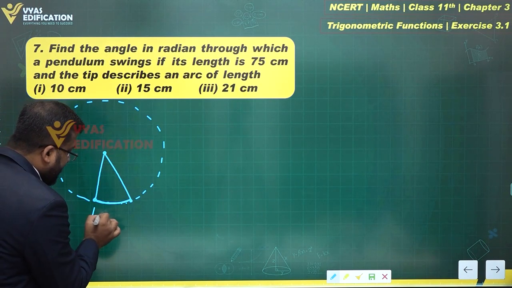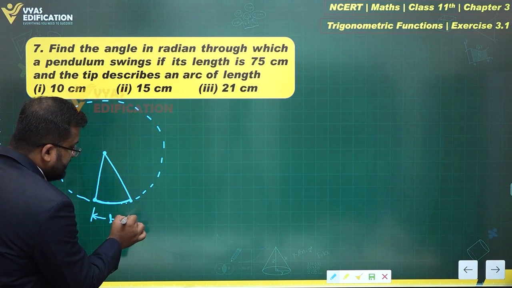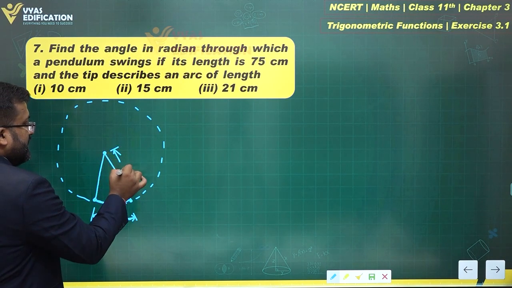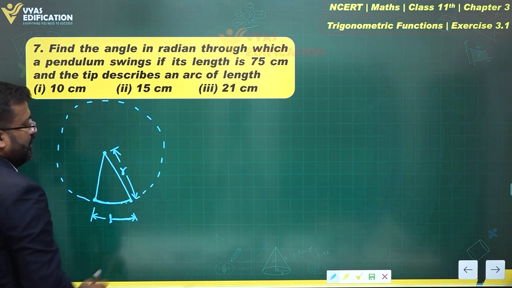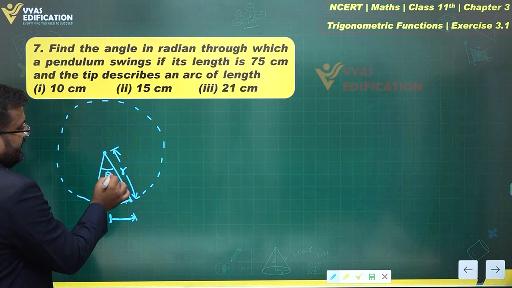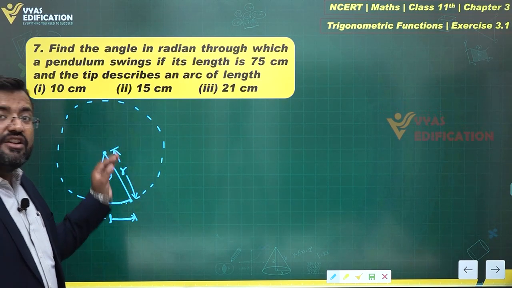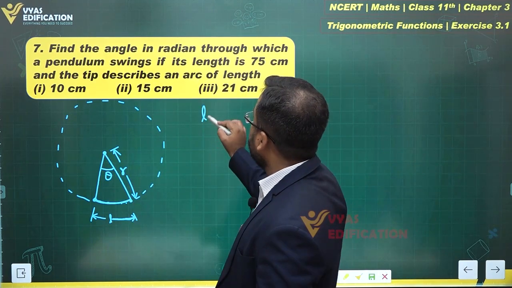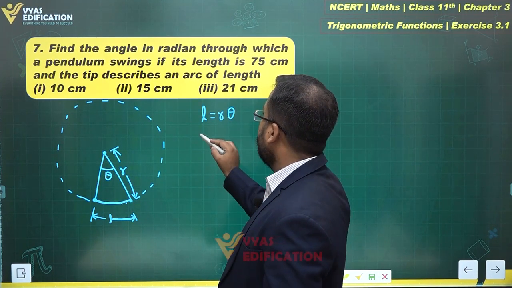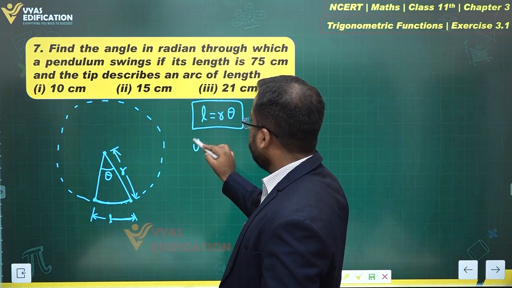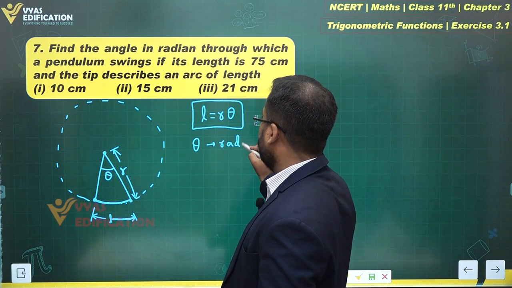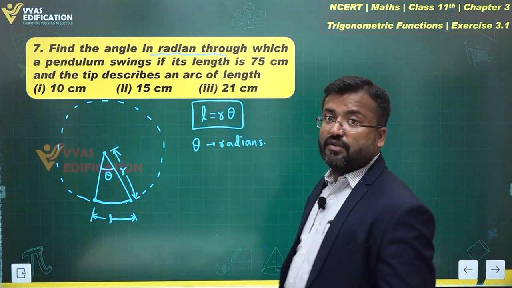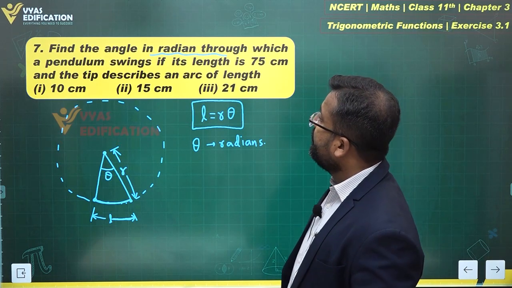And let us say the arc length is L. This radius is R. And if this angle is theta, then you may observe that in the circular path, L will be equal to R theta, where theta is in radians. The person has asked us to find the angle in terms of radians only.